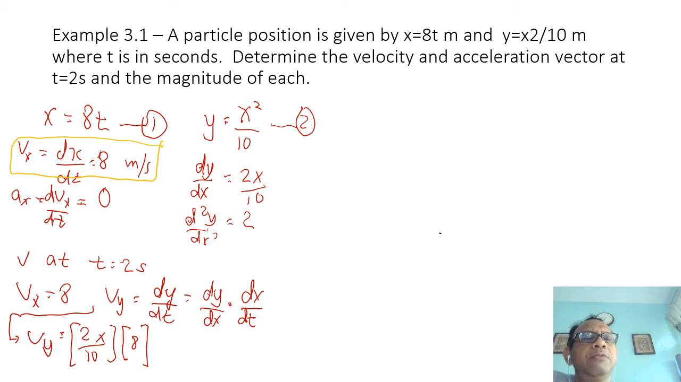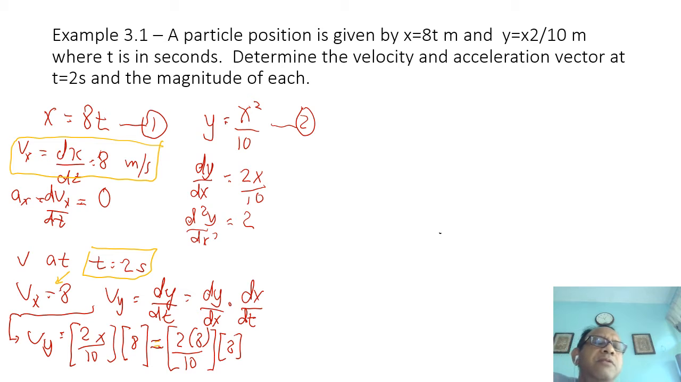So at t equals 2 seconds, x equals 8 times 2, so we just substitute this value. So 2 times 16 over 10, times 8. So we got 128 over 10. So vy equals 128 over 10, which is 12.8 meters per second.